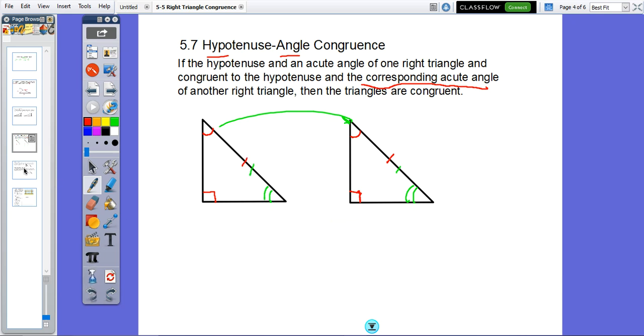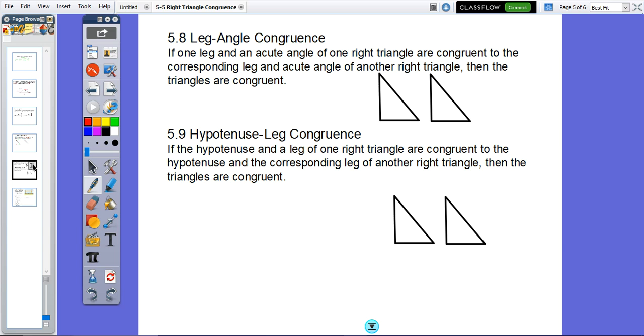All right. The next two, very similar to those, we have the leg angle congruence. So very much the same thing. We have our 90-degree angles, of course, and a leg. Let's say we're going to use this one. Now we use this one and then this angle right here. So we have to use this corresponding part, just like the last one. Both the angle and the leg have to be corresponding to each other. They have to be each other's version on a different group.